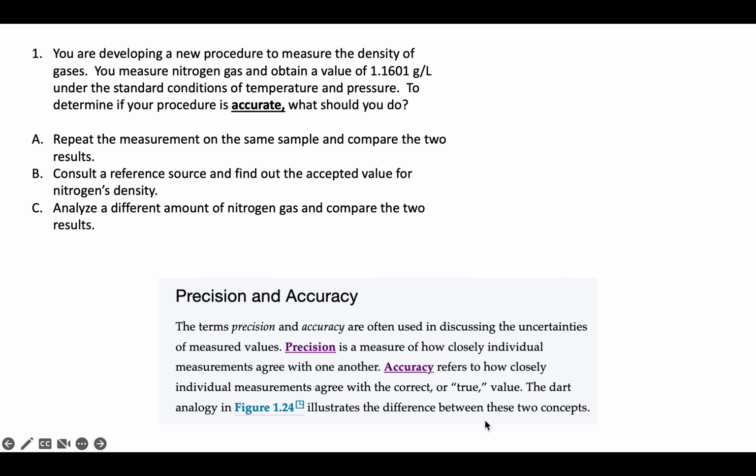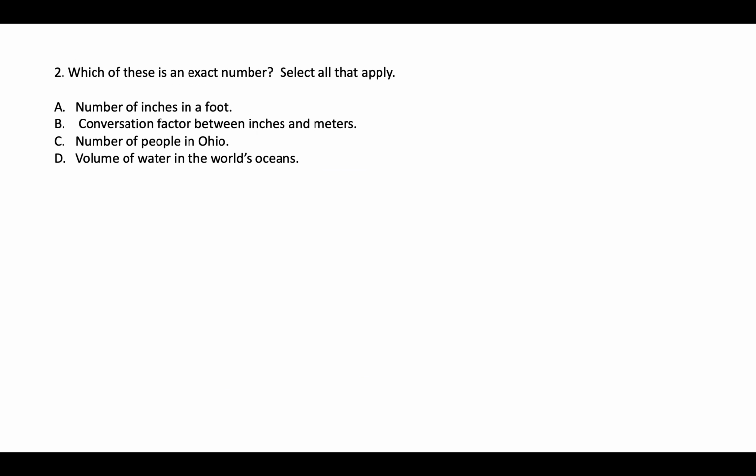Would it help us to repeat the same measurement and then compare the two results? That kind of comparison, I think, would give insight into precision, but not accuracy. Second, consult a reference source and find out the accepted value. I like that because now we can make a comparison between what we did and what the true value is. Analyze a different amount of nitrogen and compare the two results. I don't like that one because it's not giving us a comparison with the true value, so I think the second choice is the best.